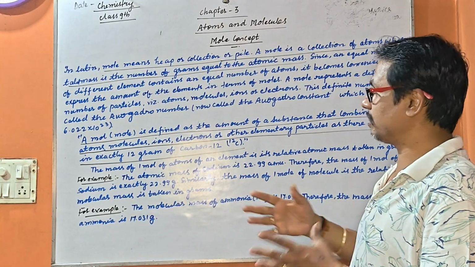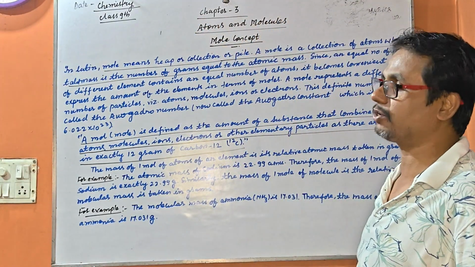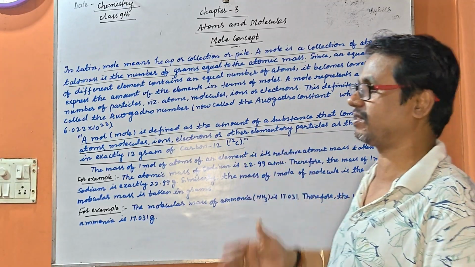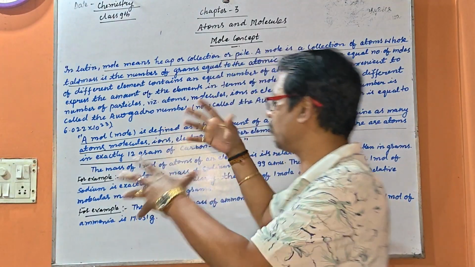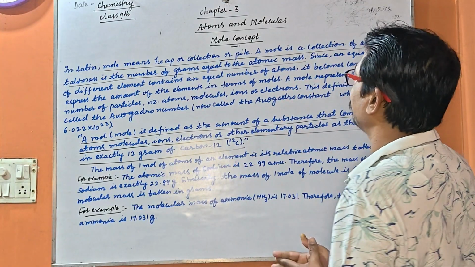Today's topic is chemistry of class 9, chapter number 3, atoms and molecules. We are going to complete it. 80% of the chapter syllabus is completed. The remaining 20% is the mole concept, the main sub-chapter of this chapter, atoms and molecules.